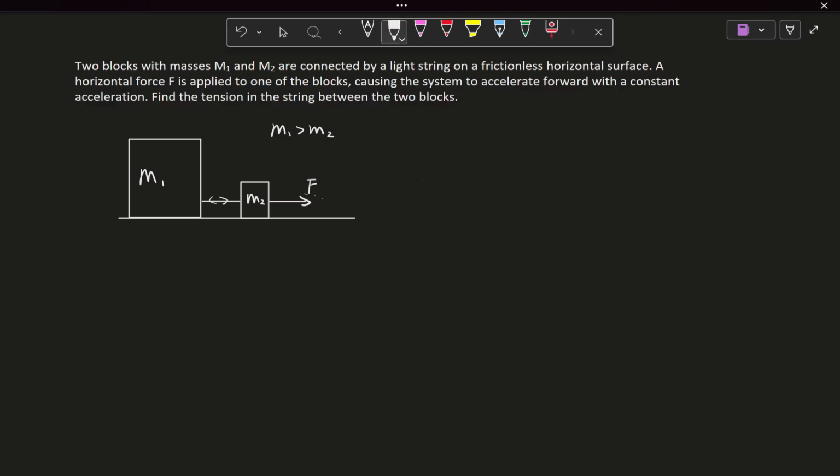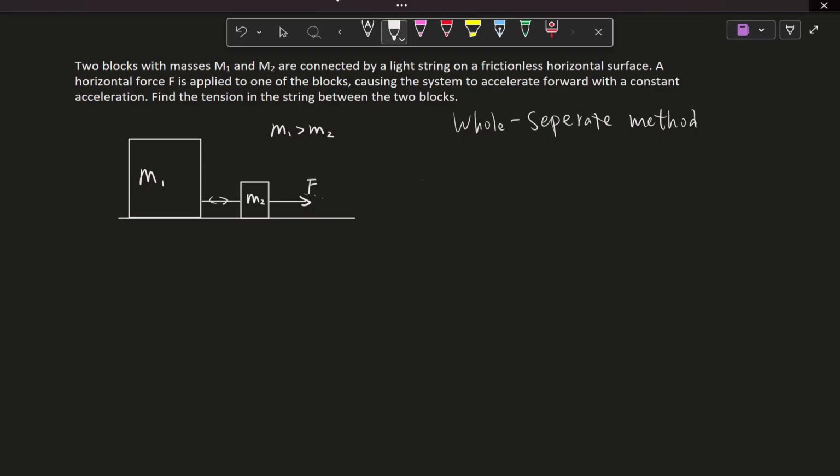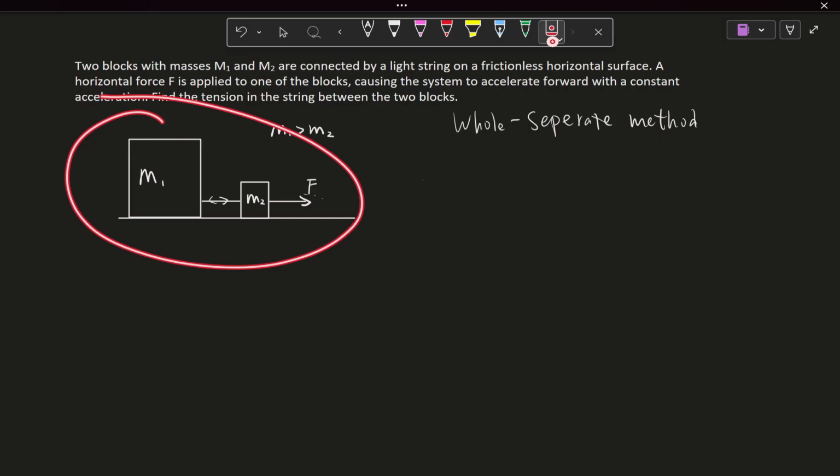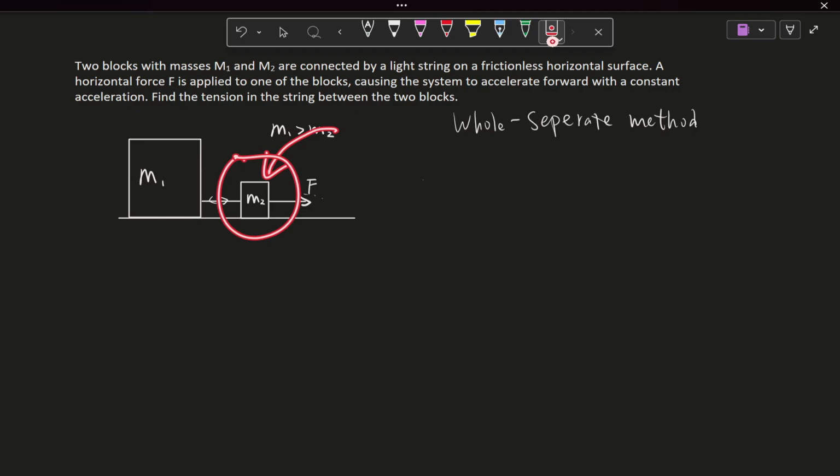So for this question, I will teach you a method called the whole, then separate method. Basically, what this method is about is, first, find the value that you need by analyzing the entire system. For example, in this question, it's a two-block system. After you find the value, you can plug that value back into one of the objects, or analyze only one object, and then get the correct answer.